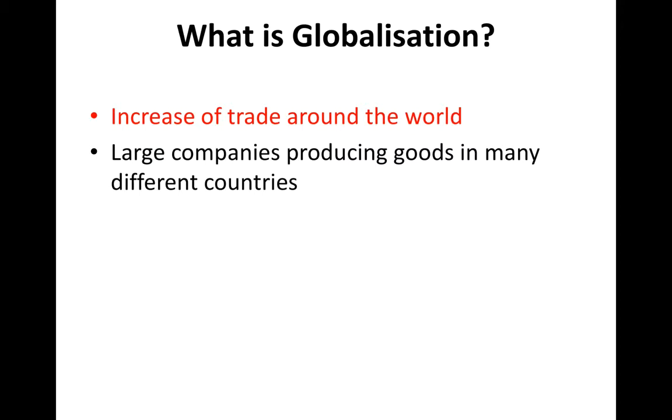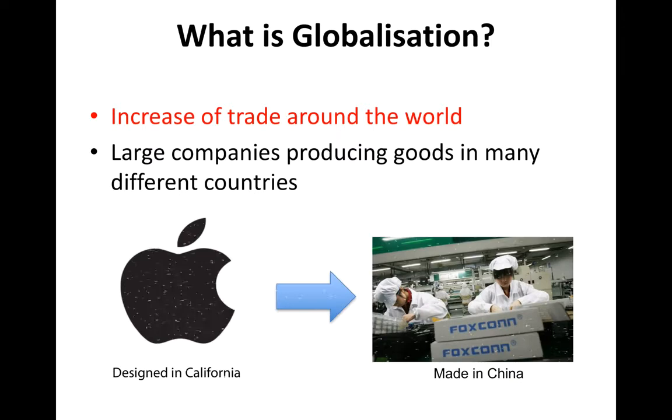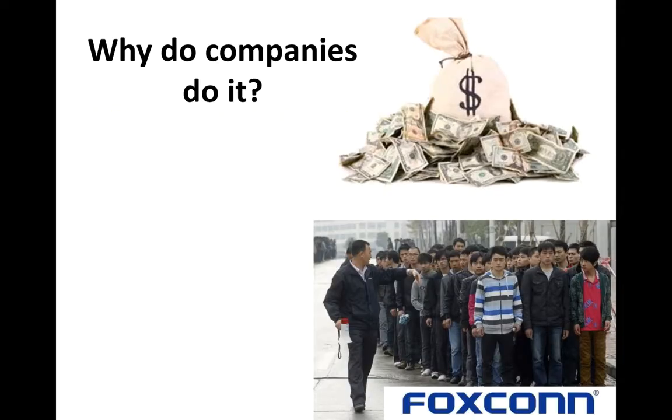Well, it's all about the increase of trade from around the world. In other words, it's all about large companies producing goods in lots and lots of different countries and moving around from place to place. So, for example, Apple products are quite proud of the fact, and they say it on the back, designed in California, and yet they're made in China. And there are various reasons for doing that.